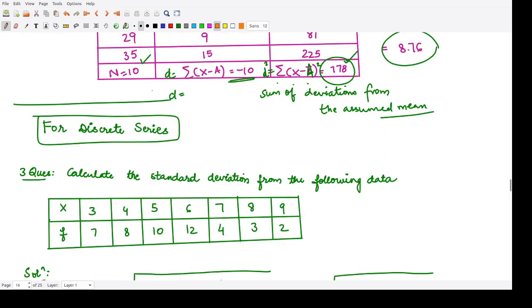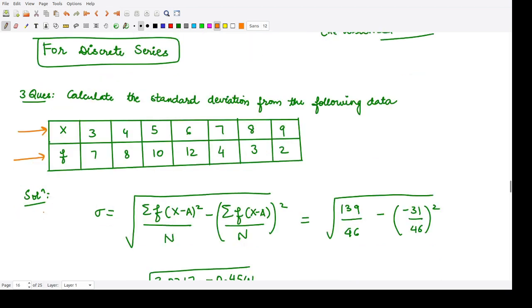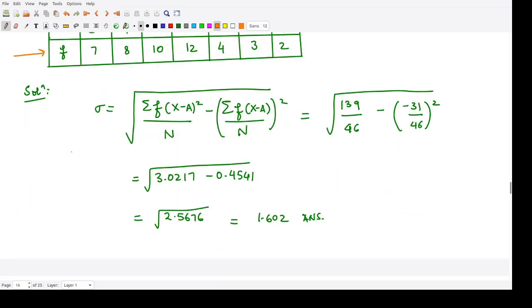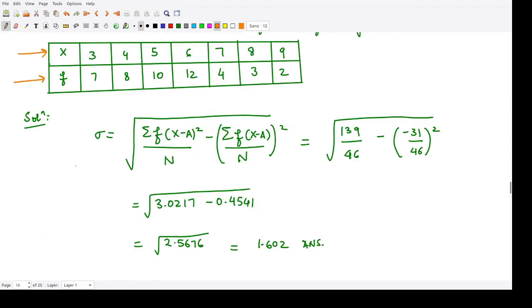Next, for the discrete series using the third formula, what do you have? That means you have the x values here, the frequencies here. So how can you calculate the standard deviation from this one? For that we shall be using this formula, summation f multiplied by the deviations.